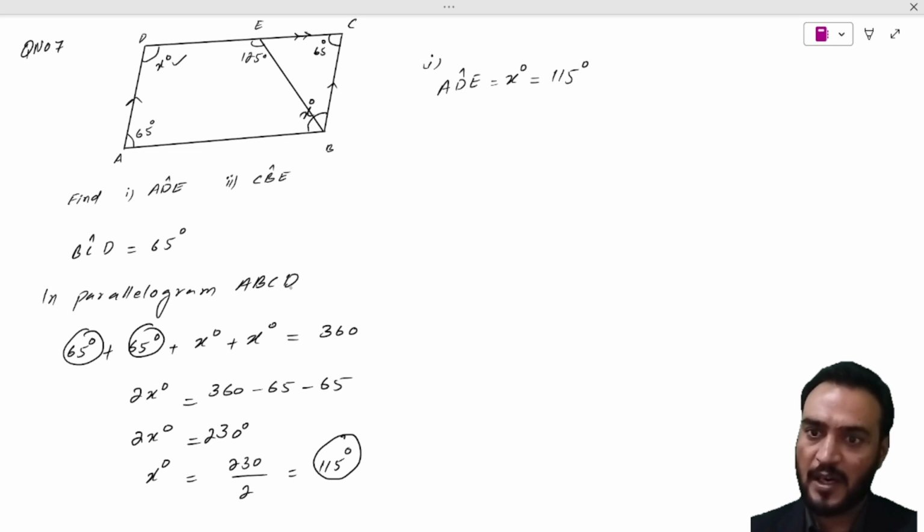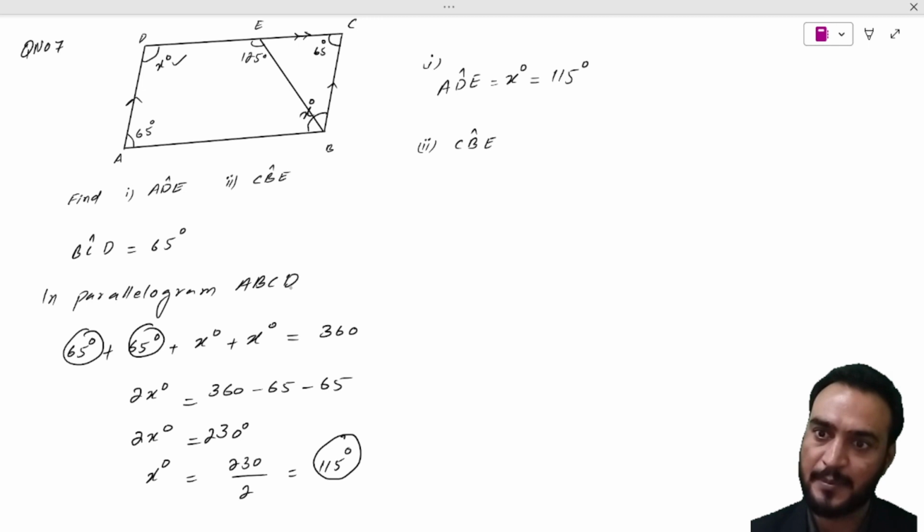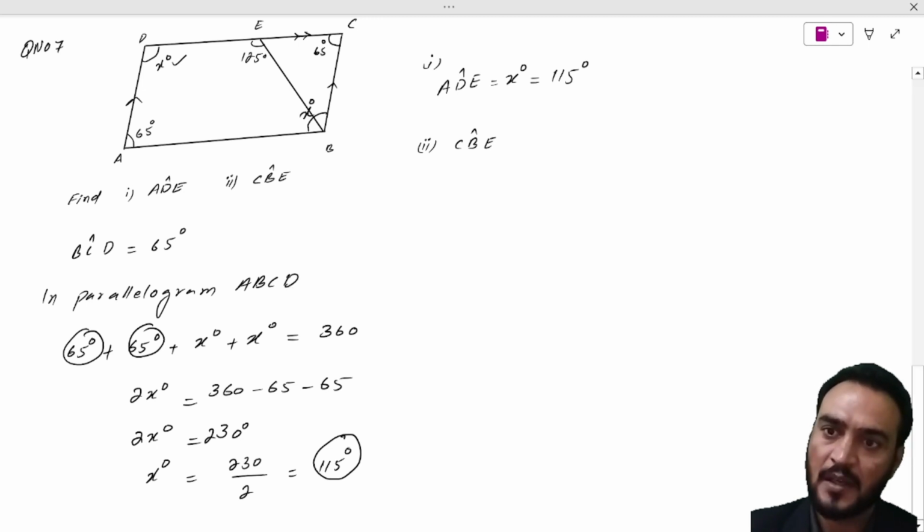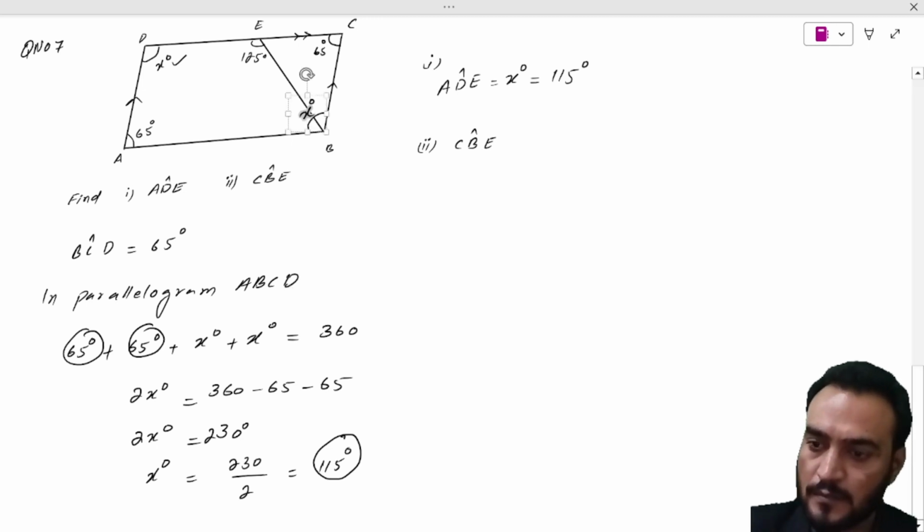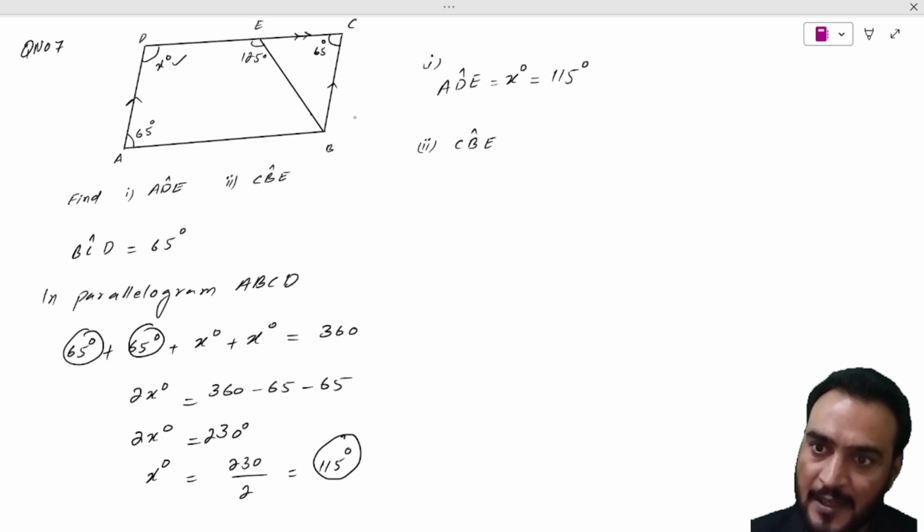Now we will solve the second part of this question, and the second part is CBE. This is the angle CBE. We have to find this angle.